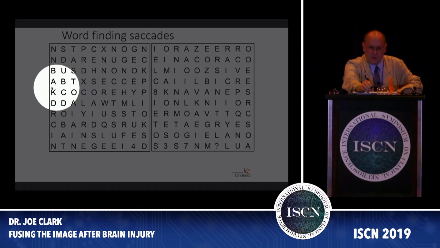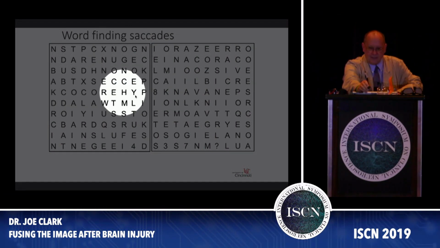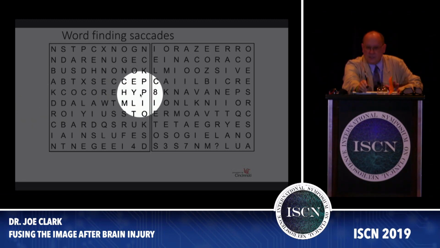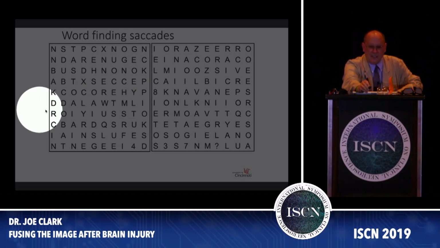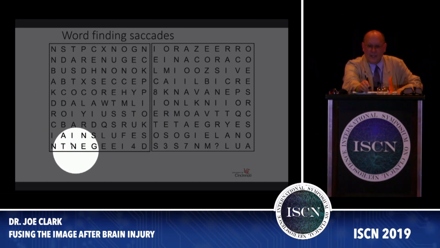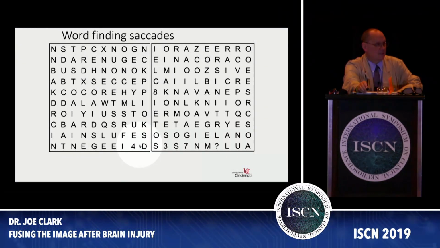So, and we continue, B, L, A, C, K, black, okay? The 8 is just the separator. D, I, R, E, C, T, direct. Oh wait, I, O, N, direction. S, directions. This is actually a super hard one.